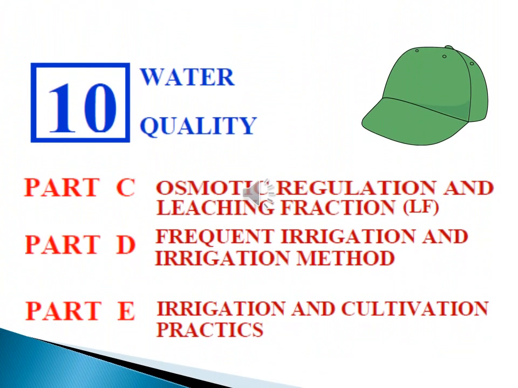The rest of the water quality subject parts are Part C: Osmotic regulation treatment and additional leaching fraction. Part D: More frequent irrigation and choosing the suitable irrigation method. Part E: Irrigation and cultivation practice.